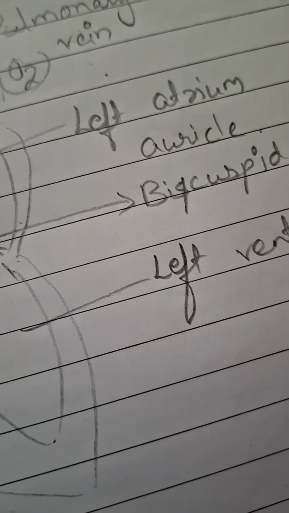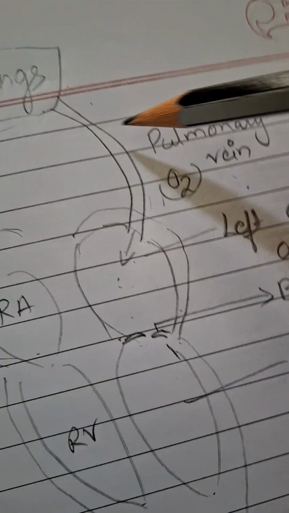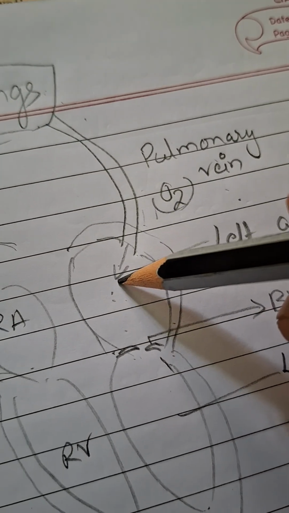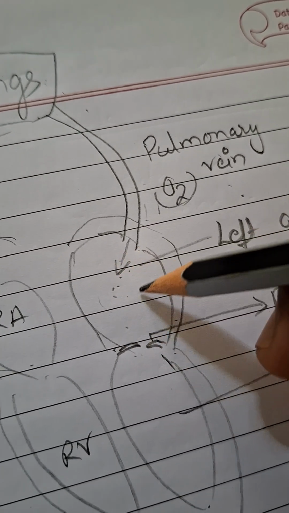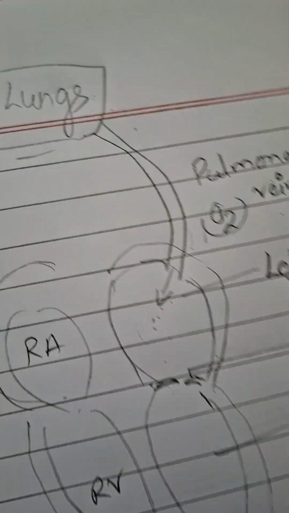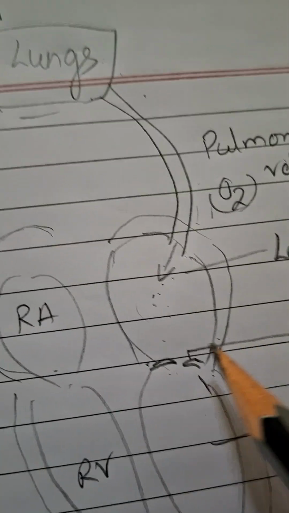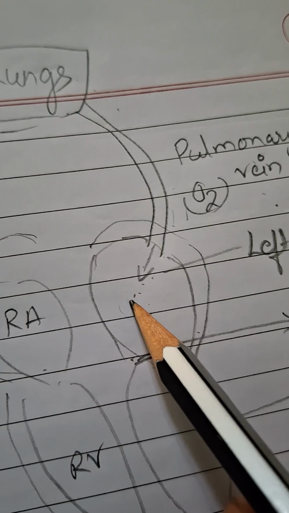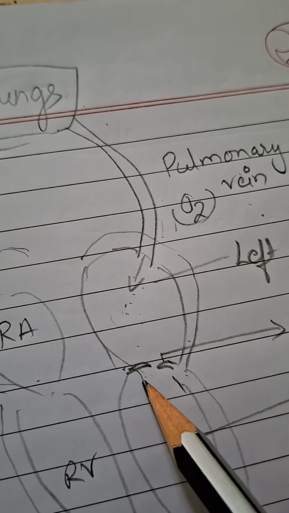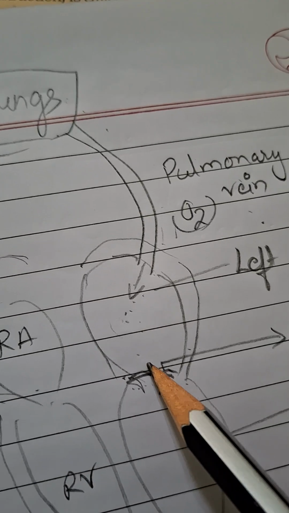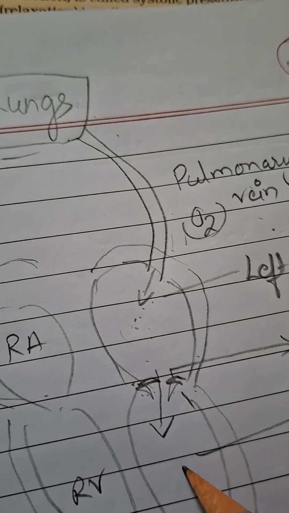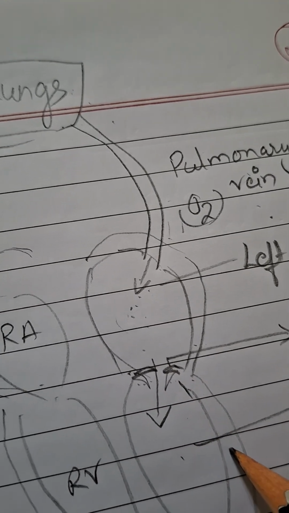Bicuspid valve. Again, oxygenated blood is entering the heart, that is the left atrium, which is undergoing diastole, that is collection of blood, relaxing. When this chamber is full, automatically this valve, the bicuspid valve, bi means two flaps, will open and the blood will flow to the left ventricle.